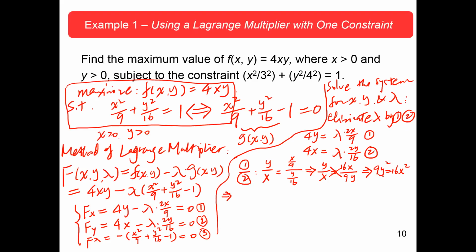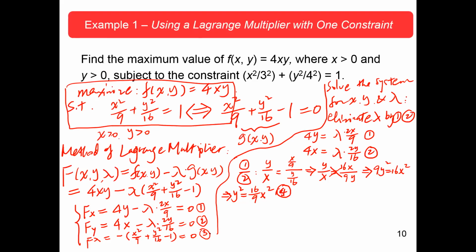Which I can solve for y squared or solve for x squared. Suppose I'm solving for y squared. I'm getting y squared equals 16 over 9 x squared. Let's call this equation 4, because there's already an equation 3 labeled. Good so far? So we can see that by using equations 1 and 2, we've got rid of the lambda. In addition, we now know the relationship between y squared and x squared.